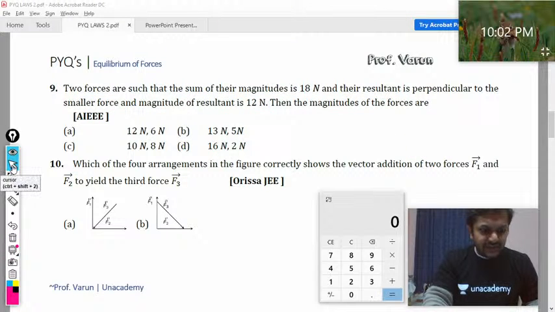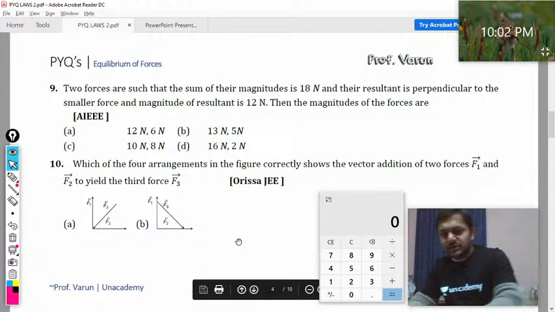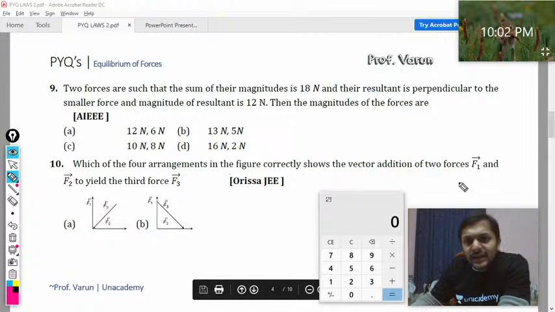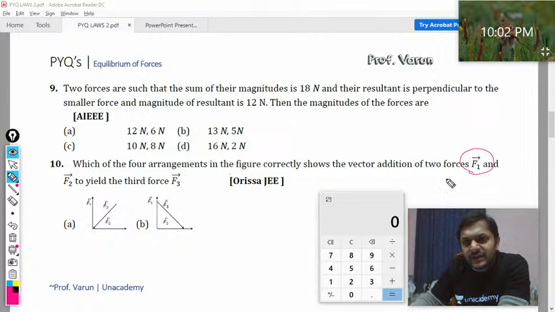So moving on to question number 10. Now, which of the four arrangements in the figure correctly shows the vector addition of the forces F1 and F2 to yield the third force F3?